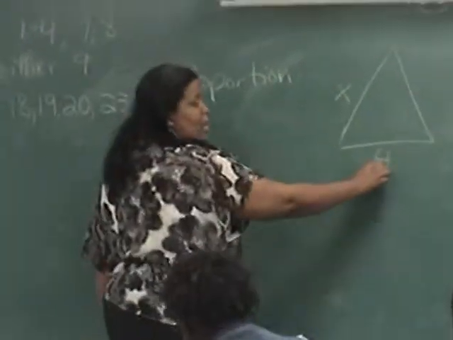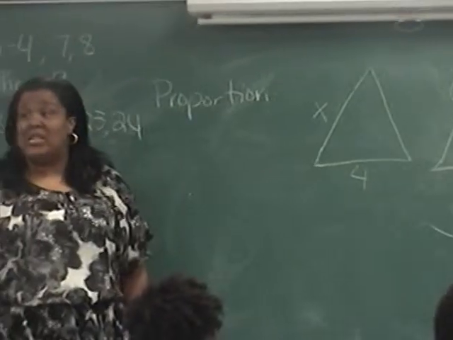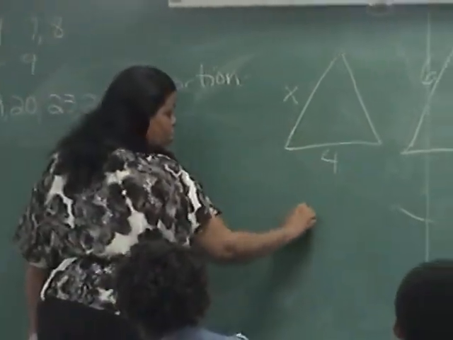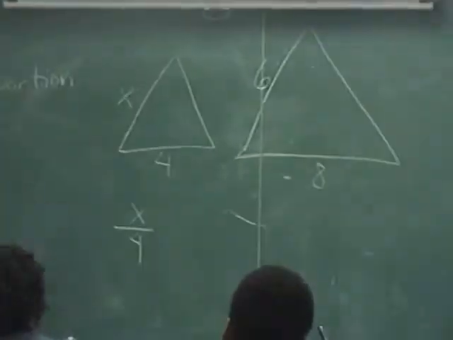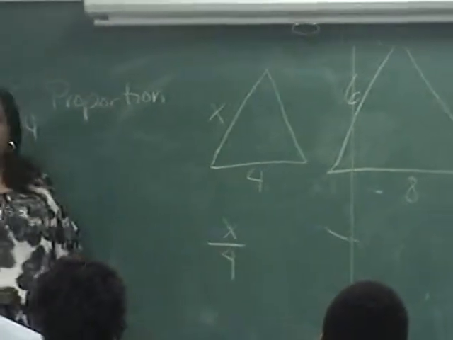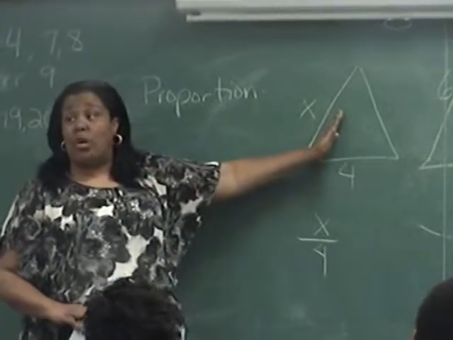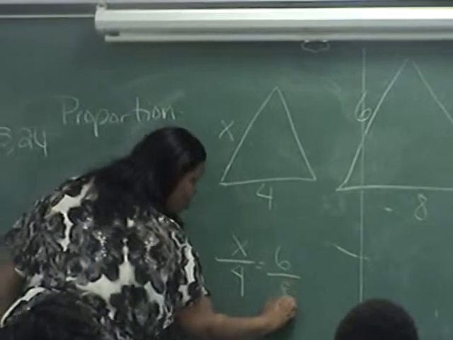So this is our first triangle, and that's our second triangle. So how do I write the sides out? I would write x over 4, and 6 over 8. And then how do you know to write the 6 first? Because it's the side that matches the side that we don't know, right? Very good. So you put the 6 at the top over the 8.